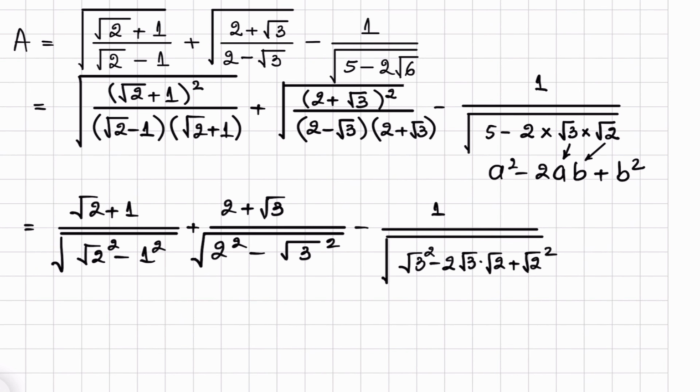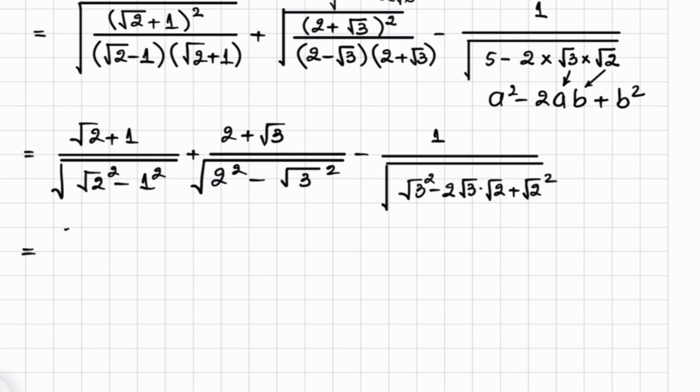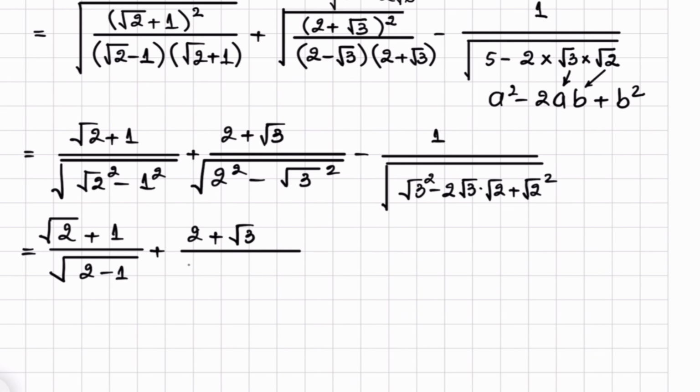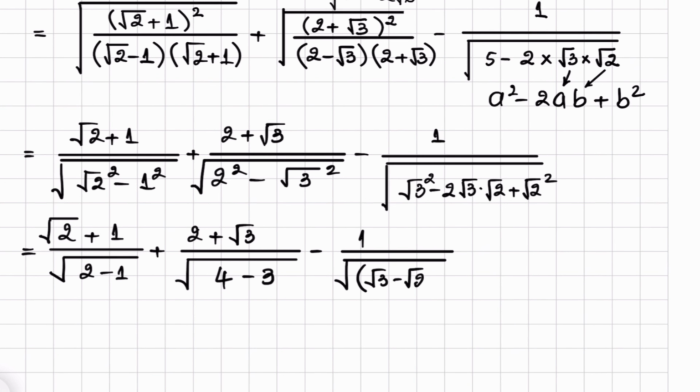Okay, and then equal to square root of 2 plus 1 over, which is here square root of 2 minus 1, and then plus 2 plus square root of 3. Here we have 2 square, 4 minus 3, minus 1 over square root of 3 minus square root of 2 all raised to square. Okay, because this number here is in the form of this, and here will be equal to a minus b all raised to square. So we can write in the form like this.